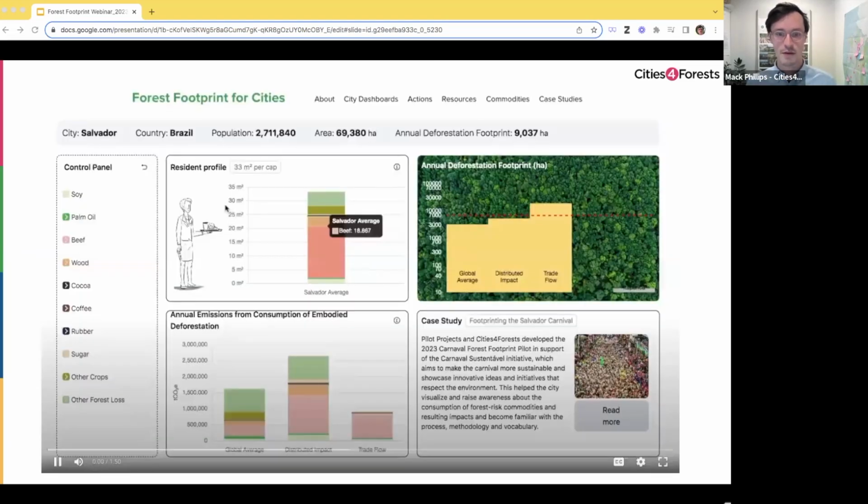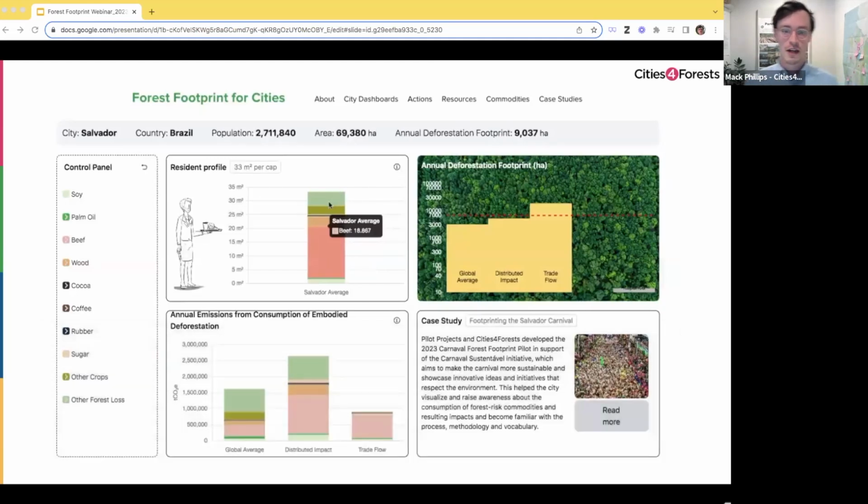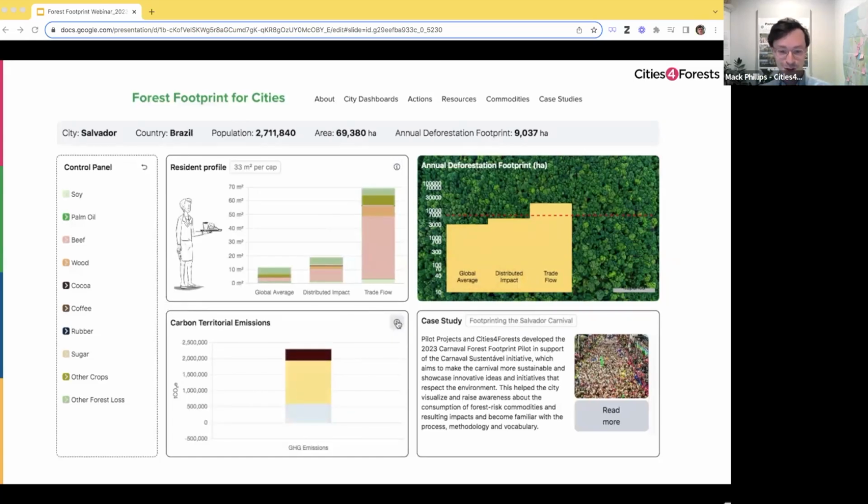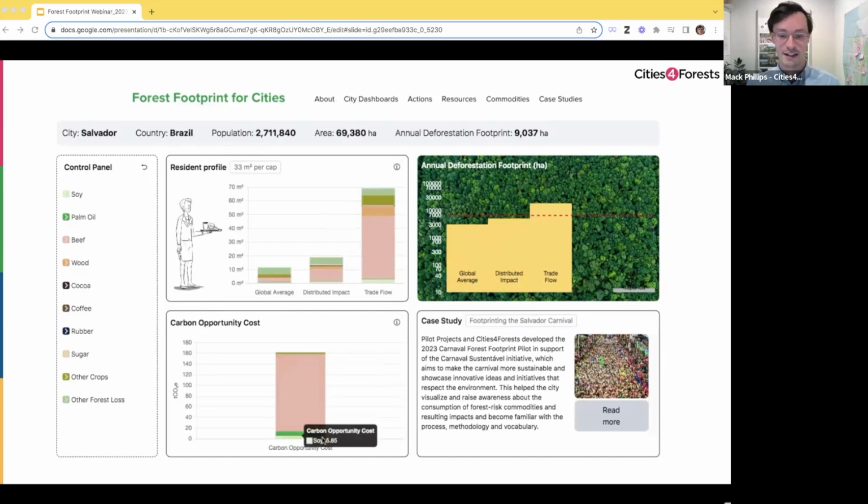So there's a few main components to this. There's first this resident profile, which shows, at a resident level, at a per capita level, really what the impact is by commodity, by footprint variant here that you can see. It's all very interactive. This is showing the footprint summaries on the right side there. Down below, we have the GHG emissions by footprint variant model, also compared against the carbon territorial emissions as well as our carbon opportunity cost, another really key metric here.